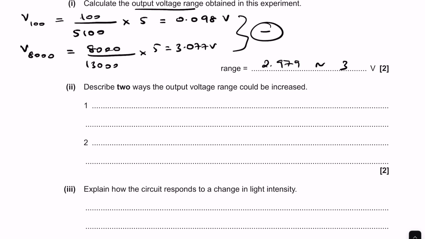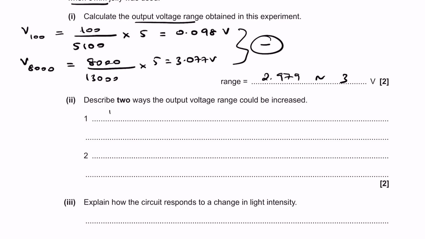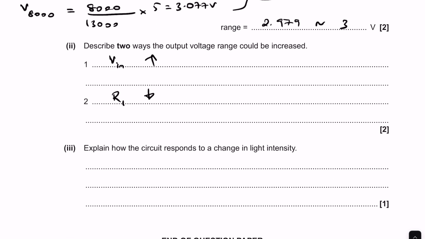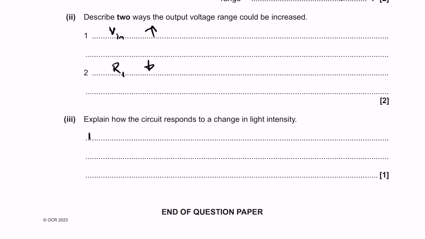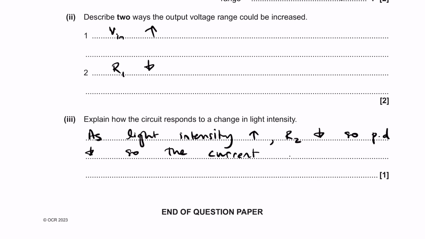Okay. Part II, we have to describe 2 ways the output voltage range could be increased. Well, you could increase the input voltage, or you could also decrease the resistance of the fixed resistor R1. Okay, so that's that. And finally, we have to explain how the circuit responds to a change in light intensity. Well, as the light intensity, let's say, increases, then the value of R2, which is the LDR, will decrease. So the potential difference would decrease and the current, therefore, would increase.